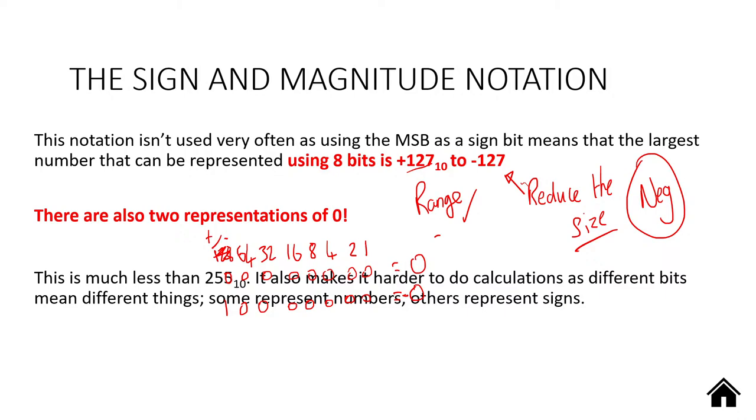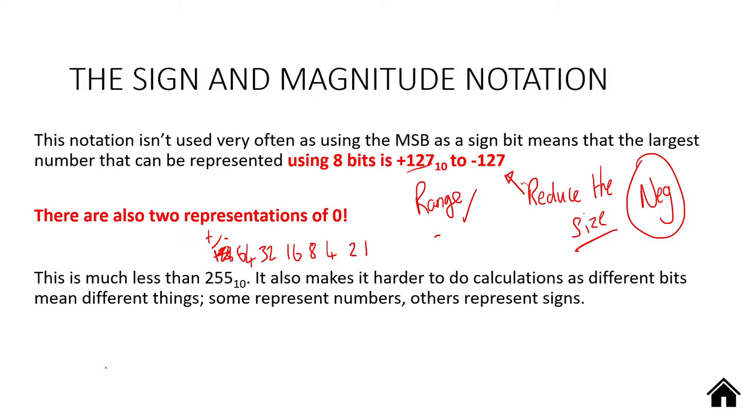Okay. Oh, look. Now I've drawn all over it. Let me get rid of the stuff. So, plus 127 to minus 127, that's a lot less than 255, okay? So it makes it harder to do calculations. Different bits mean different things. Some represent numbers, others represent signs. Your most significant bit in 8 bits, 16 bits, 32 bits, 64, it just becomes messy.